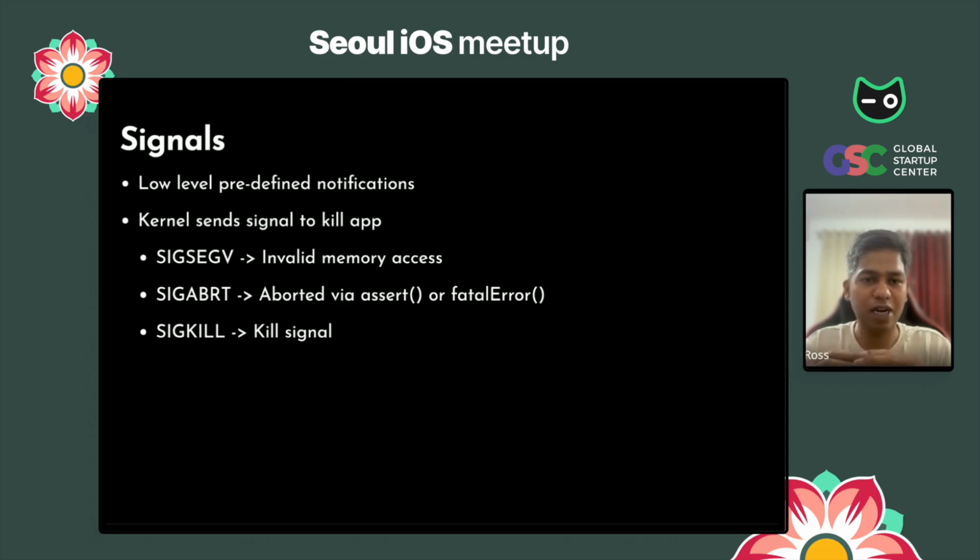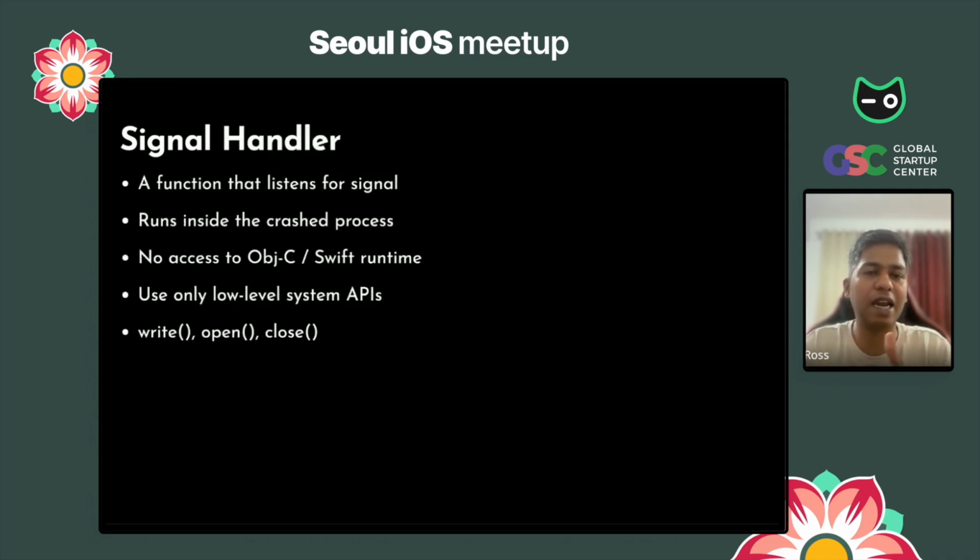Okay, now that we know the OS uses signals to terminate our process, we understand that if we have a way to intercept the signal when it's being delivered to the application, we can more or less presume that the app is about to crash. That is exactly the job of a signal handler.